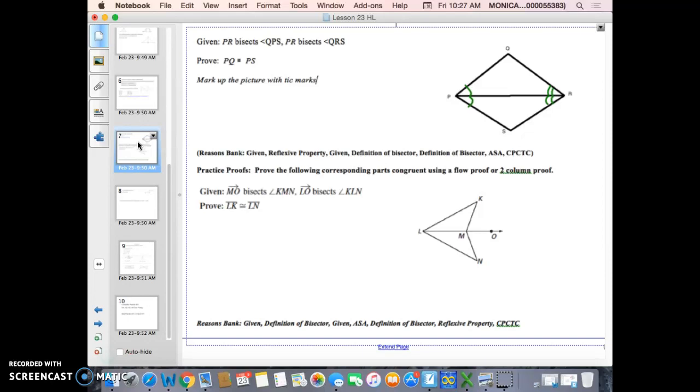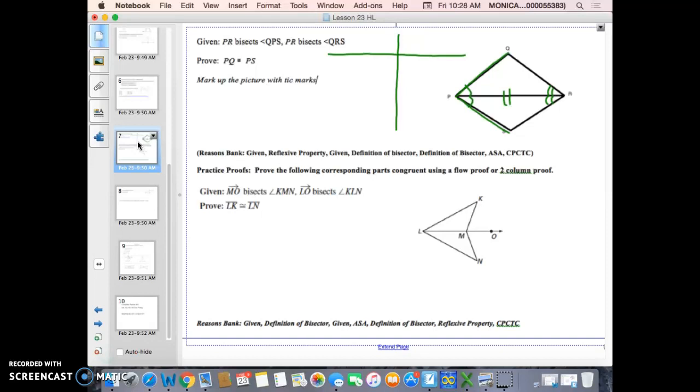And then I want to prove that this side, PQ, is congruent to PS. So that's what I want to prove. But I do know that these two lines in the middle, the line in the middle, excuse me, is congruent for both. So my picture's been marked up. Now let's go ahead. I've got my reasons bank that I'm going to use. So I'm going to start my two-column proof.